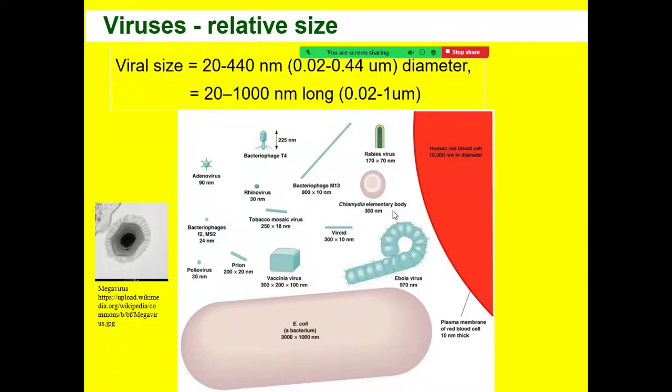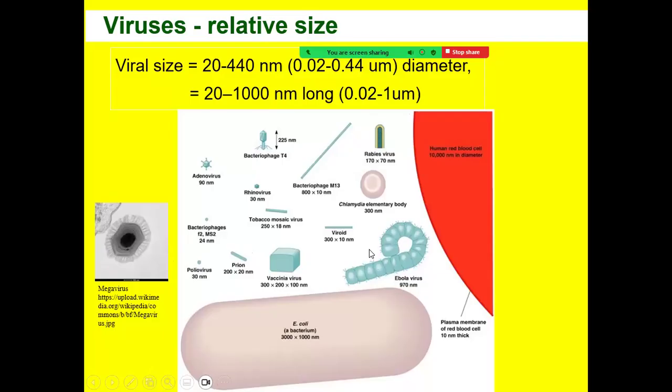We do have a larger virus in its length, Ebola virus. It actually reaches very close to 1 micrometer in length, but it's smaller in its diameter than the megavirus because it's skinny, but it's longer than the megavirus. And these are the largest viruses.